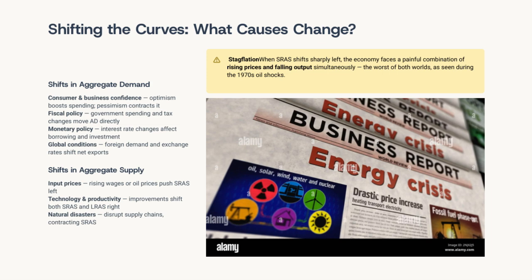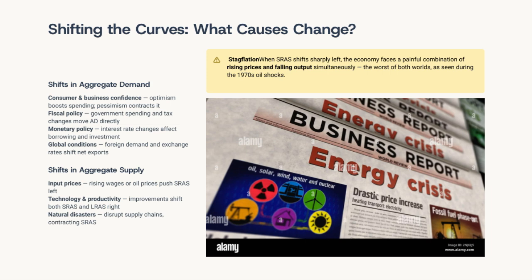There are several factors that can cause these shifts in aggregate supply. For example, rising input prices, like wages or oil, push the SRAS curve to the left because production becomes more expensive, reducing supply. On the flip side, technological improvements or gains in productivity tend to shift both SRAS and long-run aggregate supply to the right, boosting output and helping control prices over time. Natural disasters are another factor. They can disrupt supply chains, which again contracts the SRAS curve temporarily.